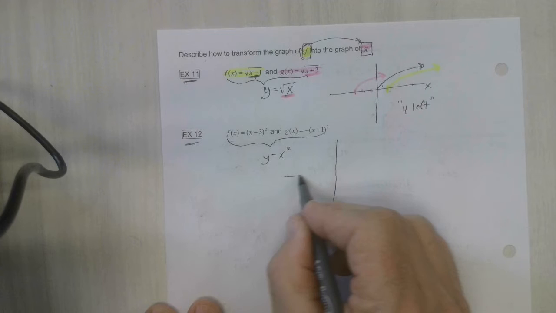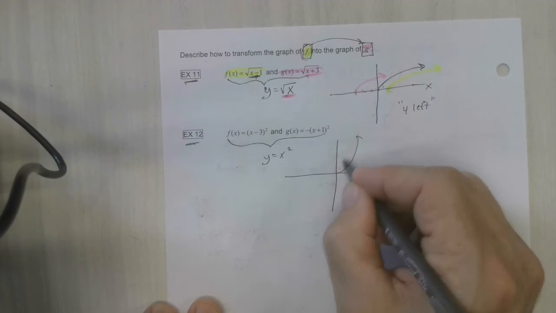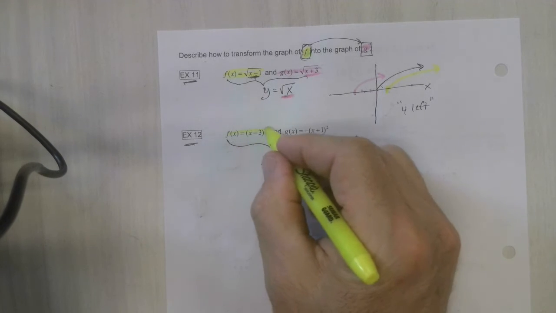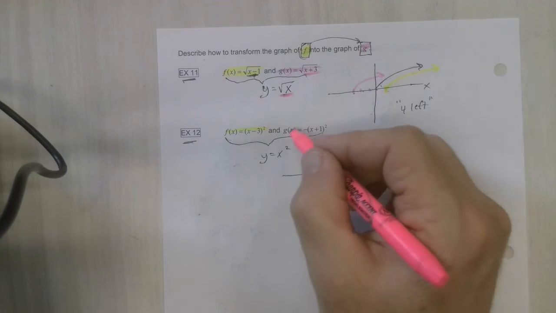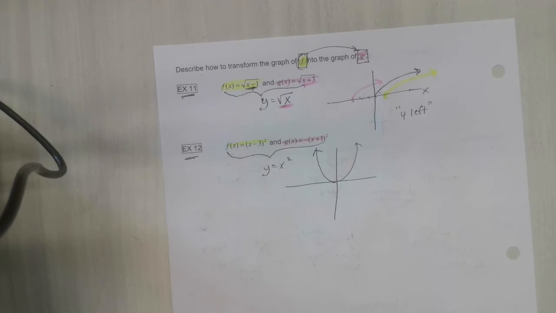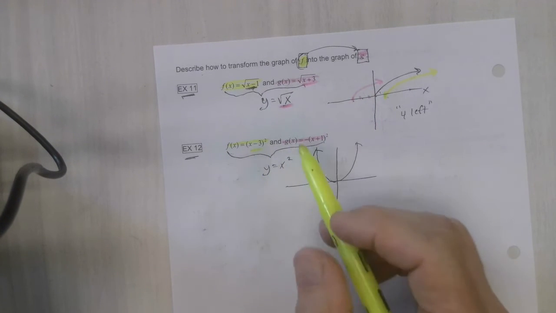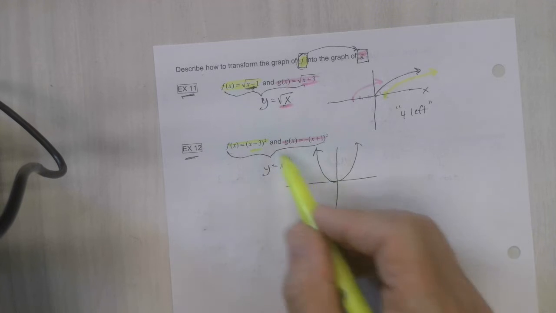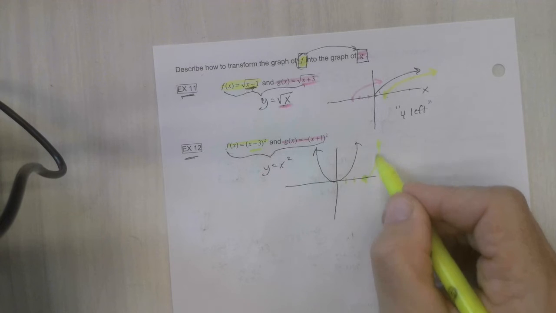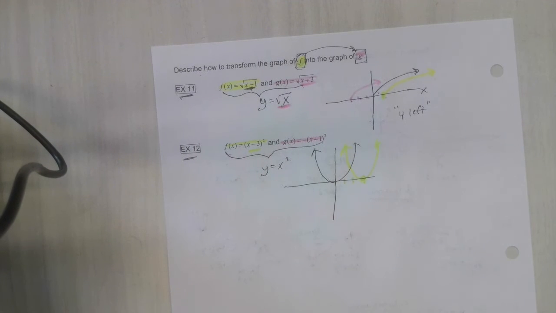So we better get an idea of what that looks like. It looks something like this. It's a parabola. And I'm going to make the first one yellow again, second one pink, and ask ourselves the question, okay, what does x minus 3 do to the vertex here? Well, that would be right 3. 1, 2, 3. And then we would redraw it to the best of our ability.